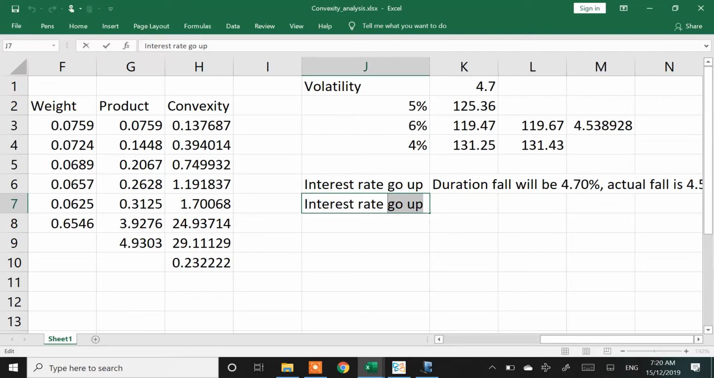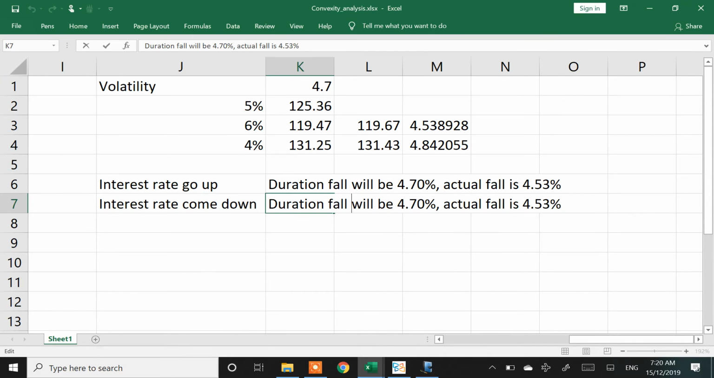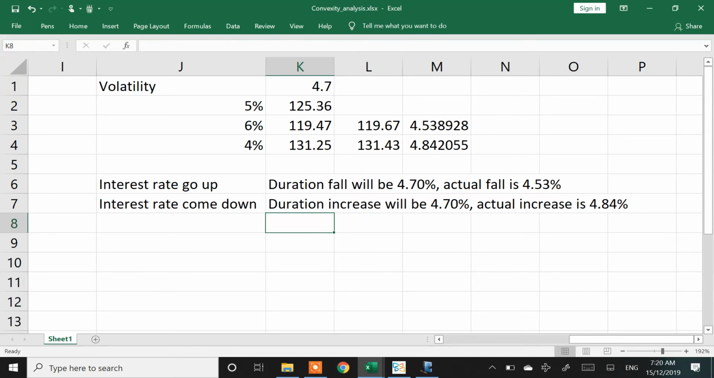If interest rates come down, duration says the increase will be 4.7%, and the actual increase is different. So if I go by the concept of duration, the fall and increase should both be 4.7%, whereas in reality the fall is 4.53% and the increase is 4.84%. So there is some slight variation. How do I account for it? The actual fall is 4.53% and the actual increase is 4.84%. It's not exactly 4.7%.